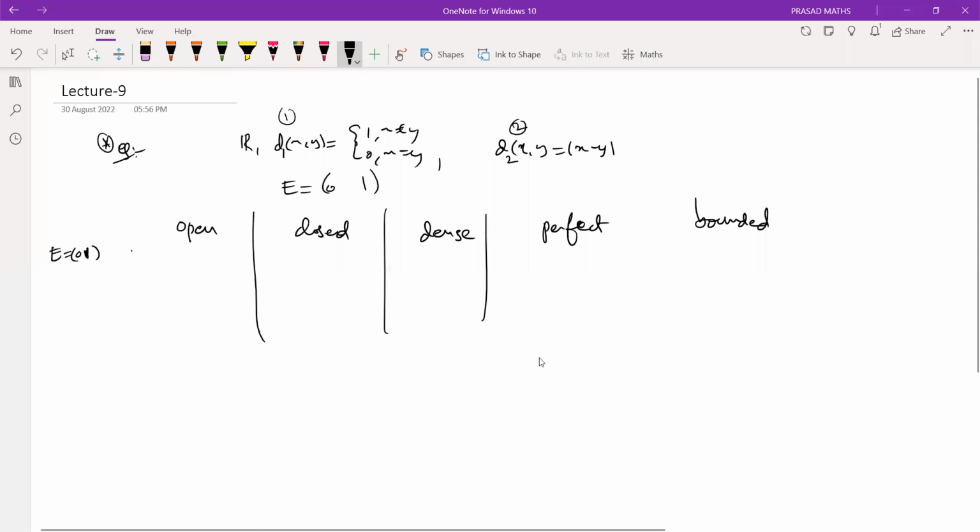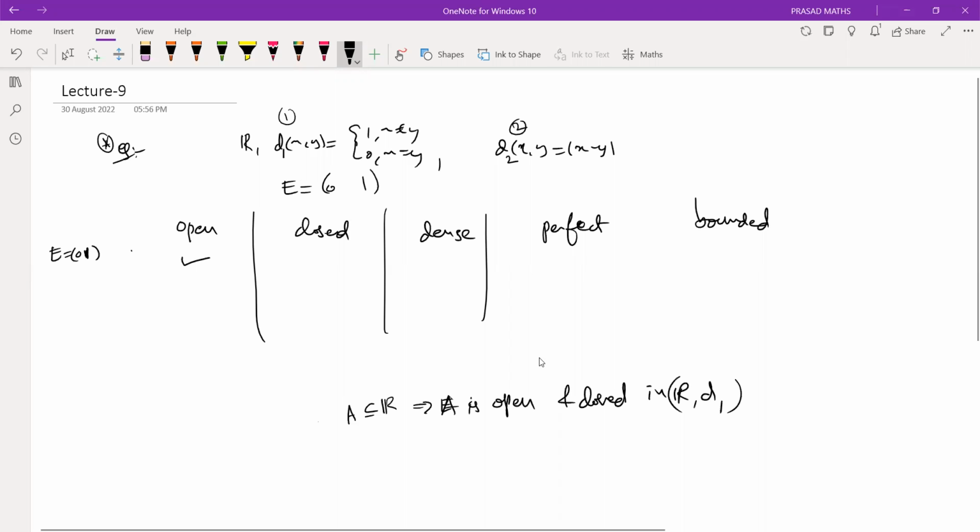Is it open? Yes, because I already told you any subset of a discrete metric space is open. The answer is yes. Is it closed in discrete? Any subset of a discrete metric space is always open as well as closed in discrete. So therefore, is it closed in discrete?